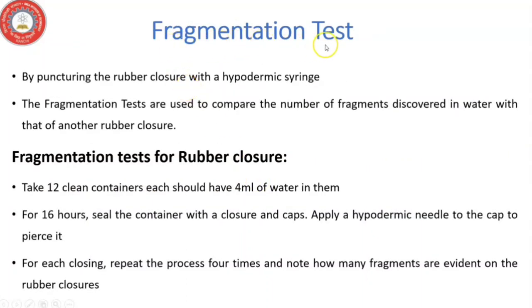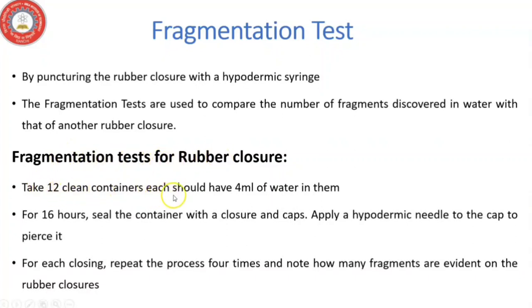So the second one is the fragmentation test. By punching the rubber closure with a hypodermic syringe, the fragmentation test is used to compare the number of fragments discovered in water with that of another rubber closure. Fragmentation test for rubber closures.